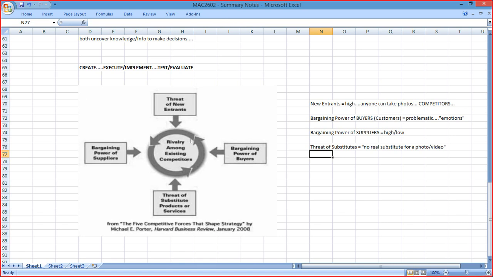Okay, and then the last one is the middle there. Rivalry among existing competitors. Okay, so how would you say the rivalry is in the photography industry?